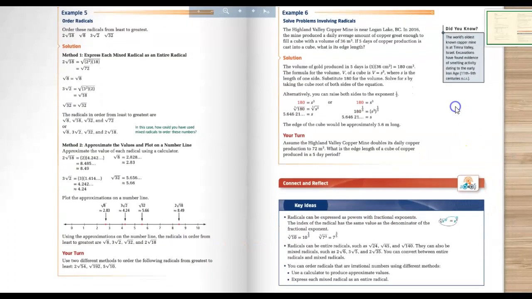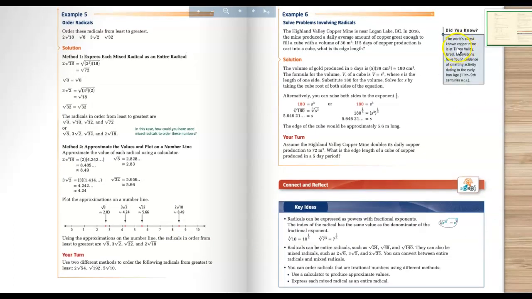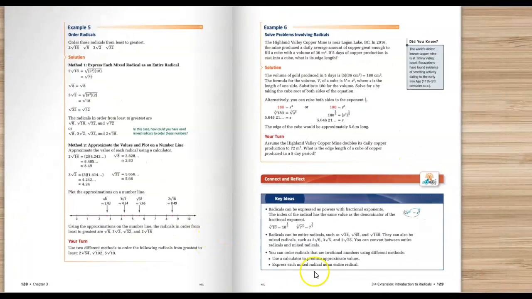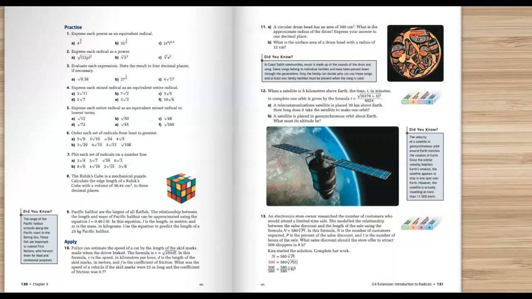Okay. There's a cool fact here. Did you know the world's oldest known copper mine is at Timna Valley, Israel? Excavations have found evidence of smelting activity dating to the earlier Iron Age. That's pretty cool. Interesting.